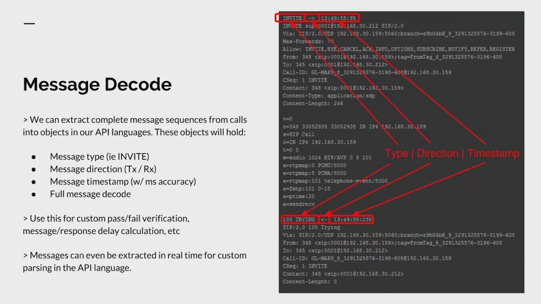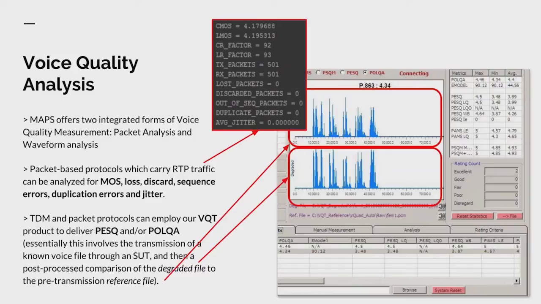You can also use this full decode to do your own custom parsing. SIP and other languages might have a lot of custom header fields that we cannot parse using our GLS state machine. So you can just extract that text and parse it yourself in the API language using regular expressions or any other means. That can be done in real time, so that you can react to those custom headers in real time as well.